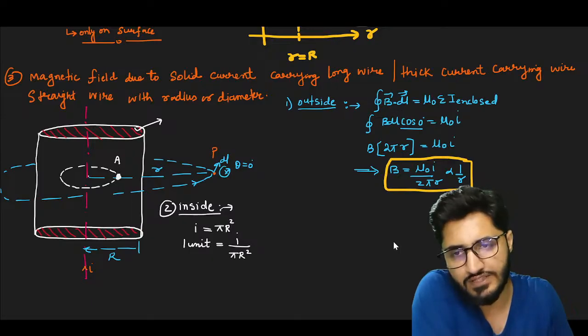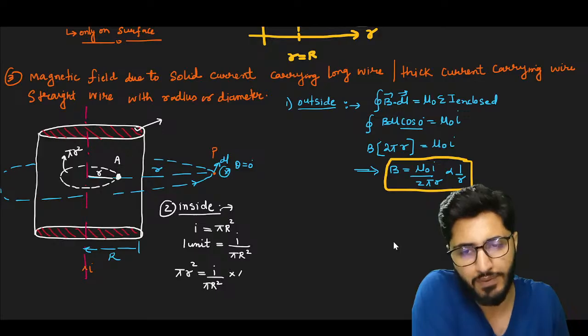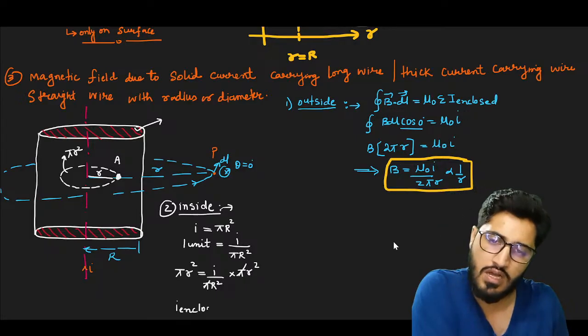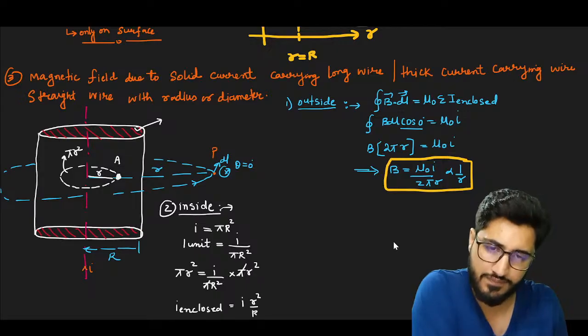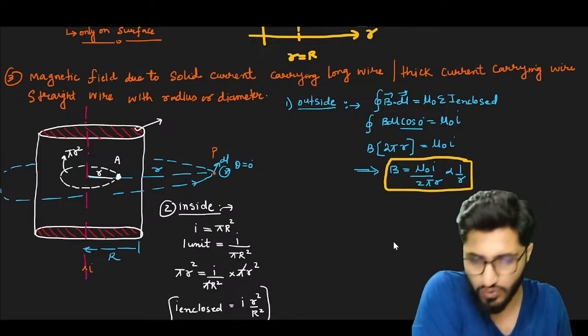So now, if this radius is r, what is the area of this one? It will be pi r square. So can I write now the current which will flow through pi r square? It is I divided by pi r square multiplied by pi r square. Pi cancels out, so I can write I enclosed, which came out to be I r square by r square. This is the enclosed current.